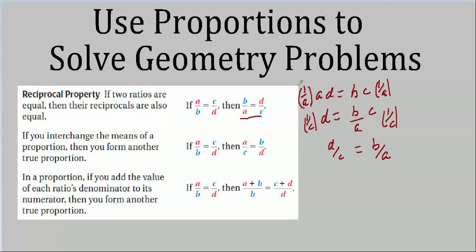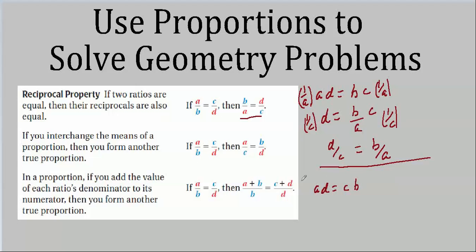What about the next one? What about the second property here? We can interchange the means. In other words, we can switch C and B. Well, we can demonstrate the truth of that fairly easily also by starting with our original property of ratios. Given this, then AD equals BC.